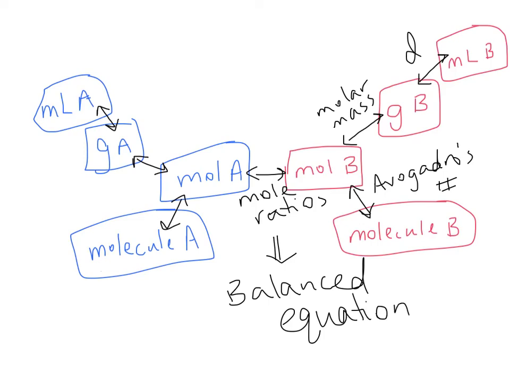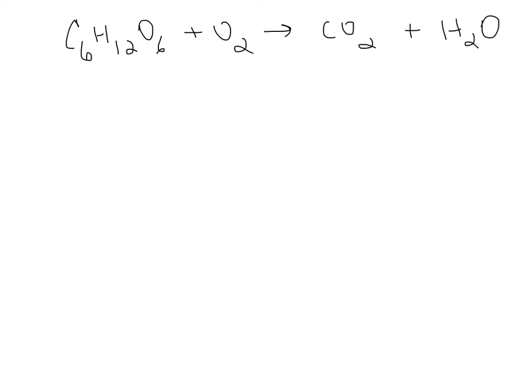Okay, so we're going to do one more example problem. Here we have C6H12O6 plus O2 yields CO2 and H2O. Hopefully you recognize this from biology class. This would be cellular respiration, where we're breaking down the glucose molecule.